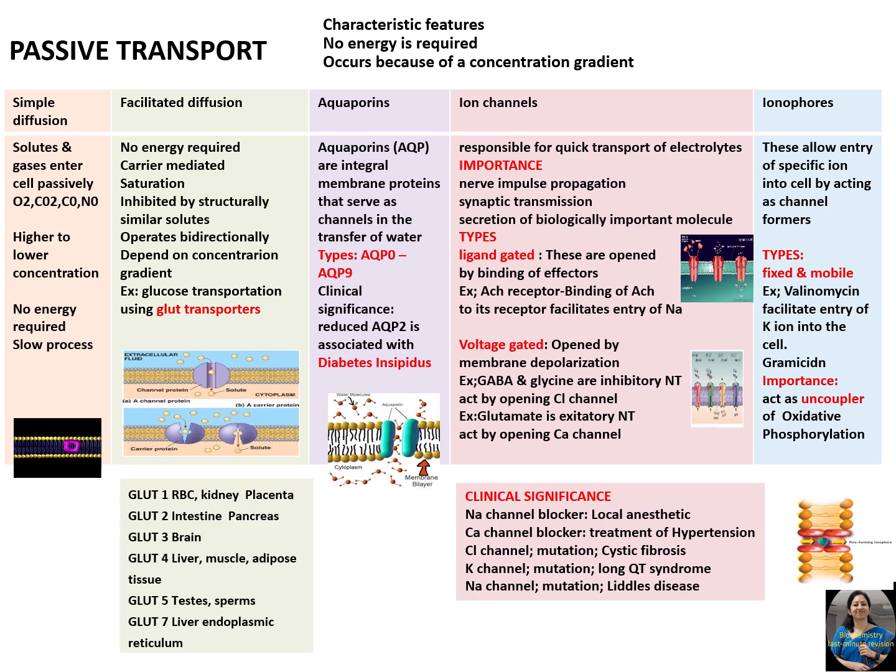With the exception of GLUT4, all the other GLUT transporters are not dependent on insulin. The glucose entry into liver, muscle and adipose tissue requires the presence of circulating insulin. The next one is aquaporins, which are integral membrane proteins, and they are mainly involved in the transfer of water inside and outside the cell. They are numbered from 0 to 9.